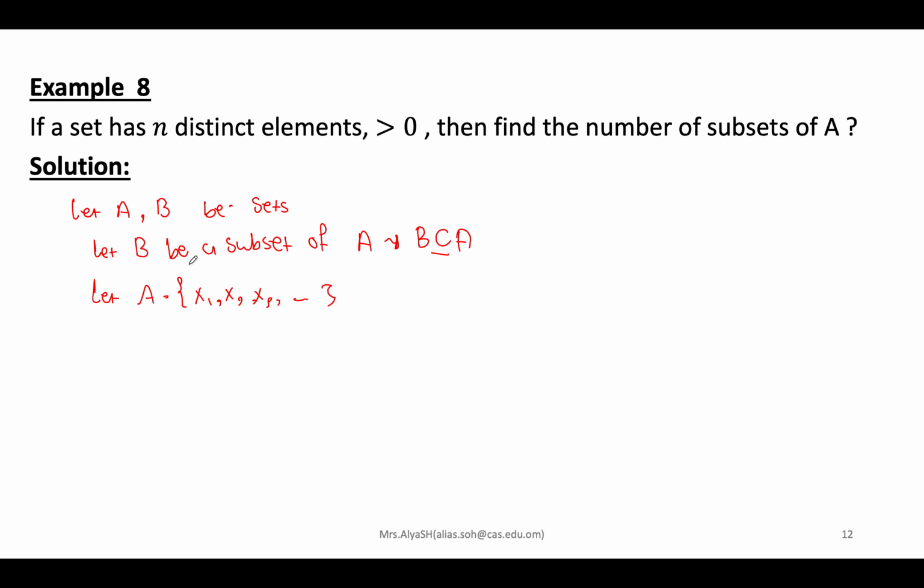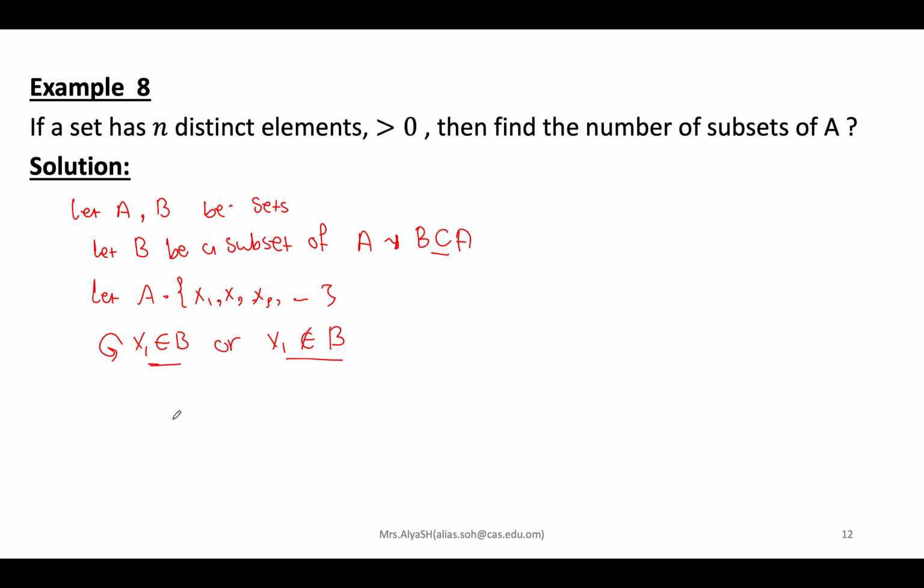So in order to check whether B is a subset of A or not, we need to find if x1 is an element of B or x1 is not an element of B. So I need to check whether the elements of A are in B or not. So we'll be asking the same question continuously until I finish all the elements of A. So here we got that I have 2 tasks: whether x1 is an element of B or x1 is not an element of B.